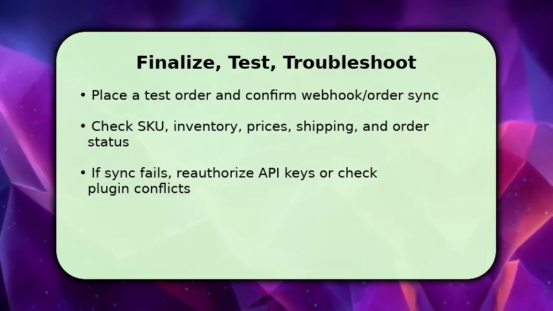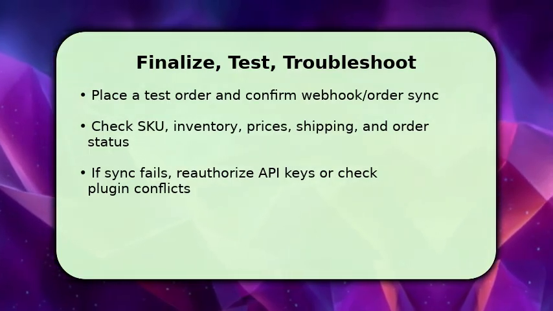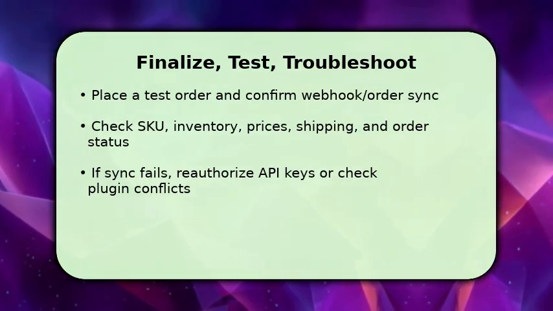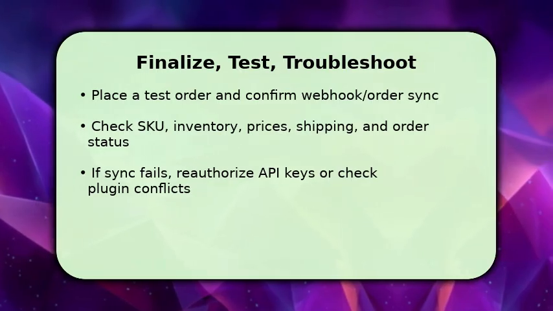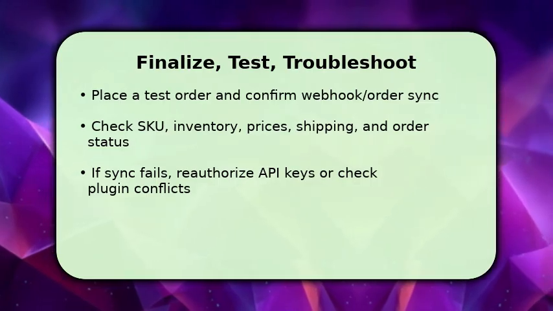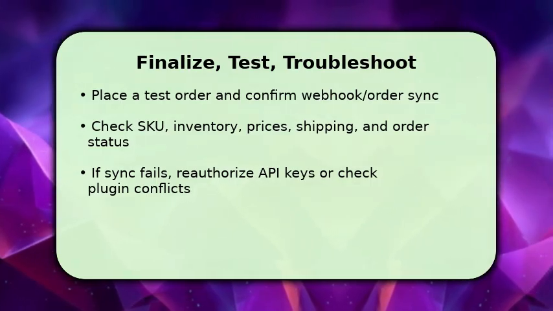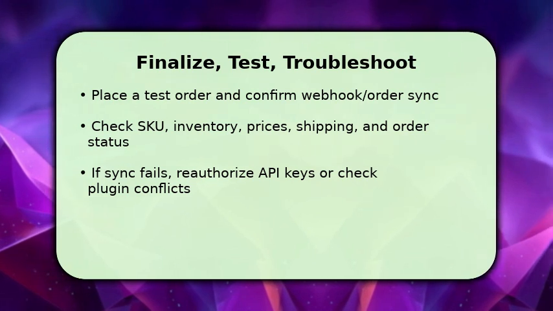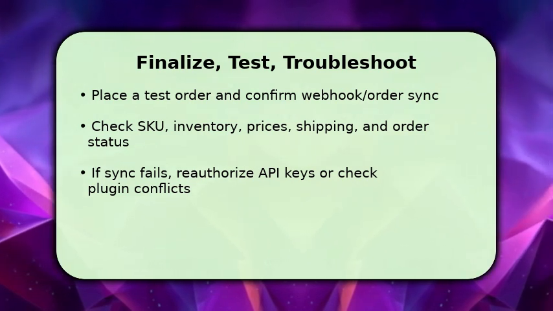If something goes wrong, first reauthorize the REST API keys in Printify and WooCommerce, then check for conflicting plugins or caching. One key tip: enable logging in WooCommerce and inspect logs for webhook or API errors, which usually point directly to the issue you need to fix.